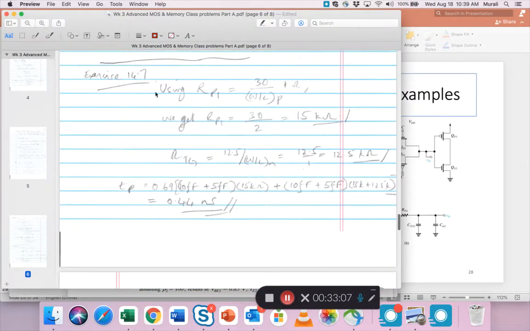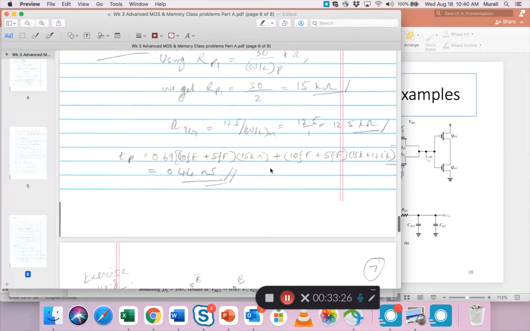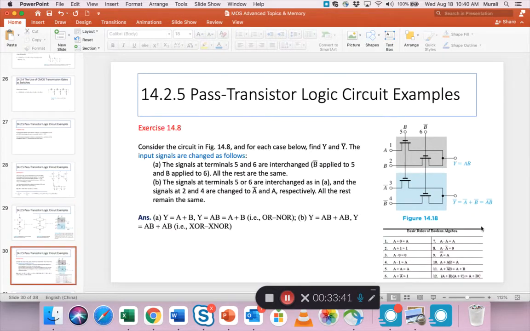Exercise 14.7. So use the empirical formulas for RP1, which is the resistance of the first inverter, the PMOS device. Then the transmission gate resistance, use this formula. TP, just plug in the numbers and you get TP. Remember that R1 is actually replaced by RP1. All right, so I don't want to spend too much time on that.